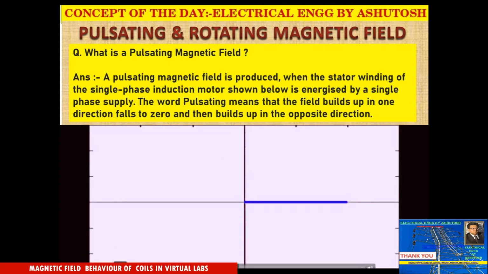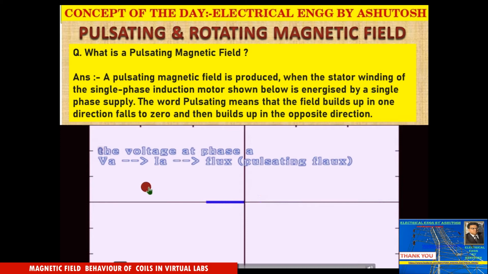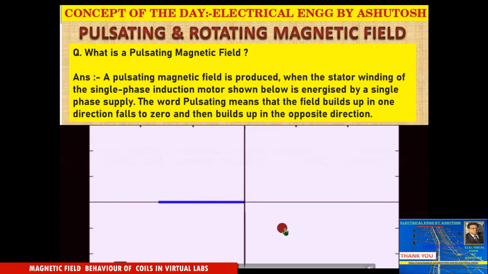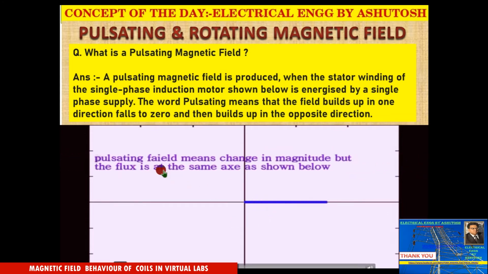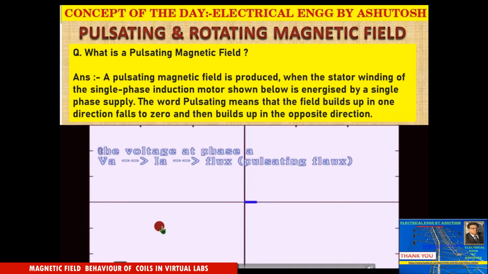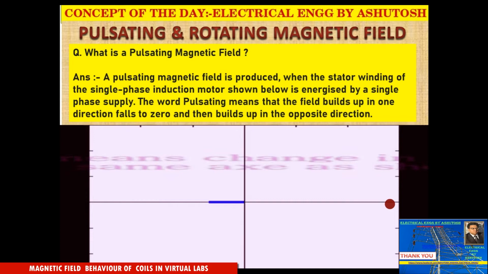Here you can see the voltage at phase A and the flux is pulsating. This is the vector formation. The phasor formation is shown. The pulsating field changes in magnitude, you can see over here. You can again see the change in magnitude taking place at the same axis.